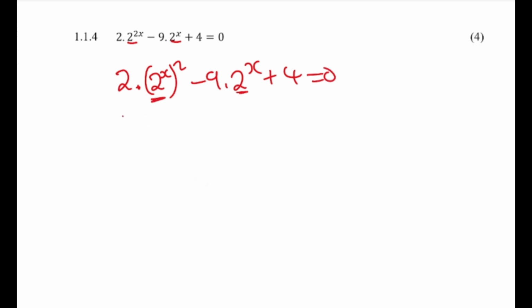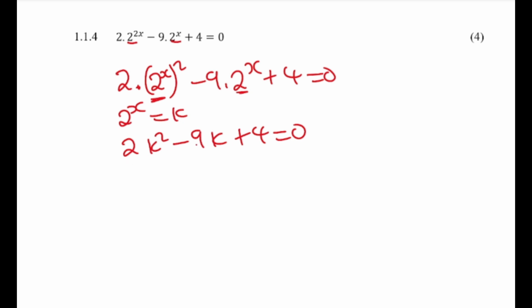Let it be equal to k. So 2 to the power x is equal to k. And then where there's 2 to the power x, we put k, so it becomes 2k squared minus 9k plus 4 is equal to 0. Okay, and then here you can factorize or even use the quadratic formula. If factorization is giving you a problem, you can use the quadratic formula. I'll use factorization here because we can factorize this.